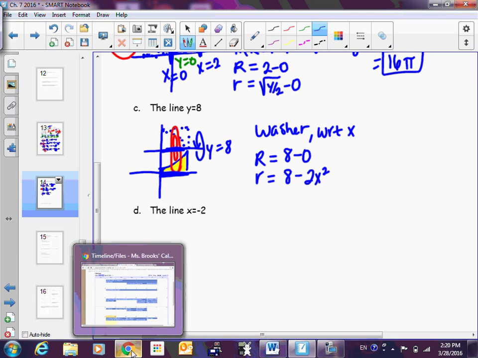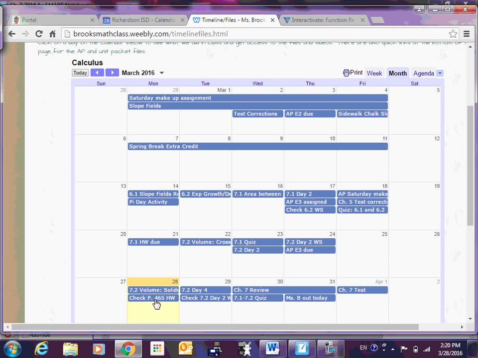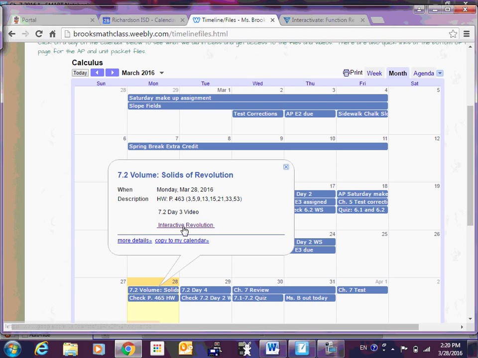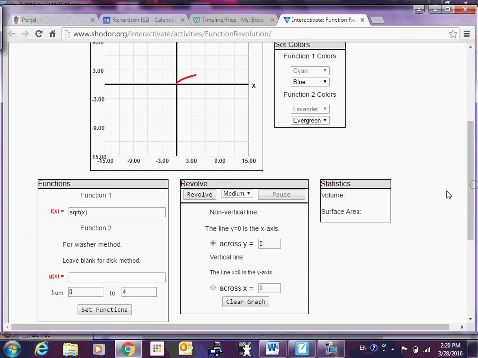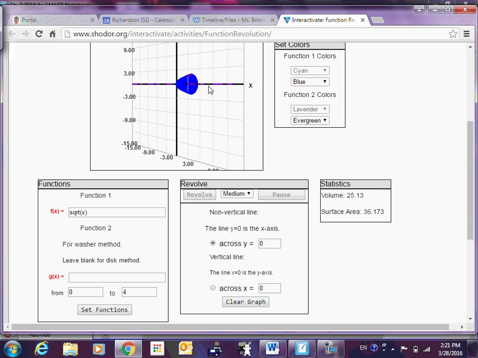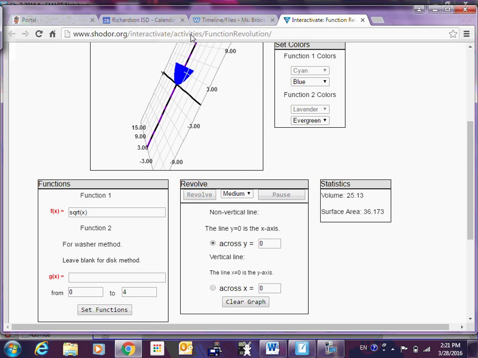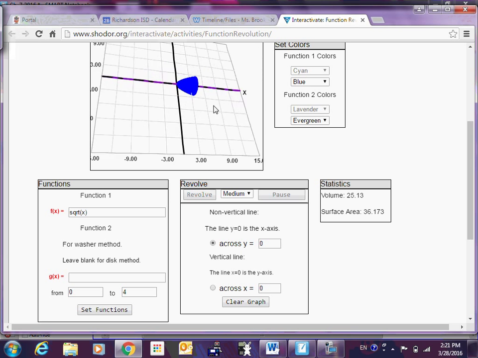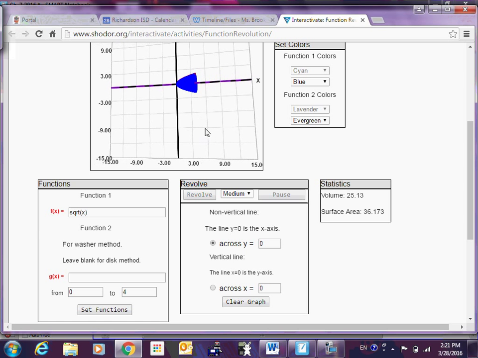All right. I'm going to end here, but I want to show you something. If you go to my timeline, you go to today and you click this interactive revolution, it's going to take you to a website and you can put in any, so anytime you're doing these on your own, you can put these in and you can change the color and you can revolve it. If you notice, see how it's doing the animation? You can make it revolve. This is the one we did in the notes. And then if you grab this, you can turn it and look at it from different directions. So those of you that are really having a hard time visualizing this, I think this is something that would be a good use of your time.